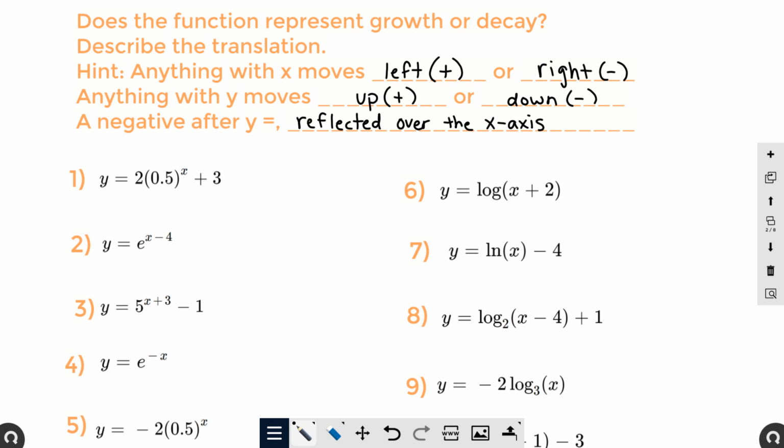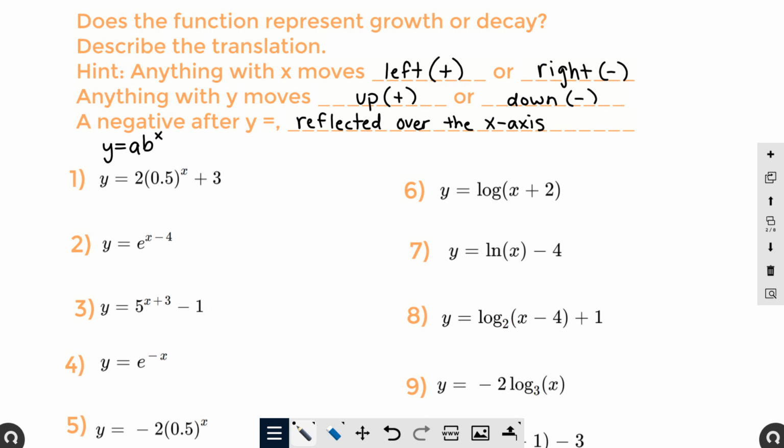Now, the first 5 problems that we have, these are our basic exponential functions. So think about our basic function as y equals ab to the x. Anything different from the a and b, so anything added or subtracted, is going to make it move left, right, up, down. If you see a negative in the front, that's going to make it reflect.